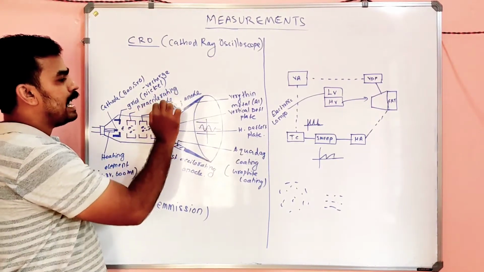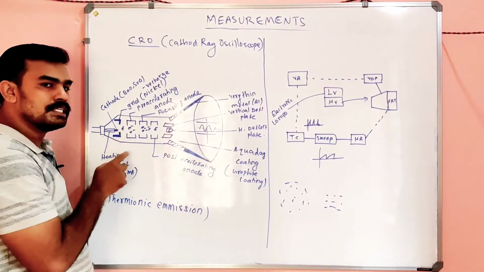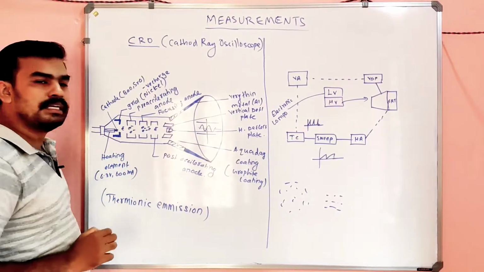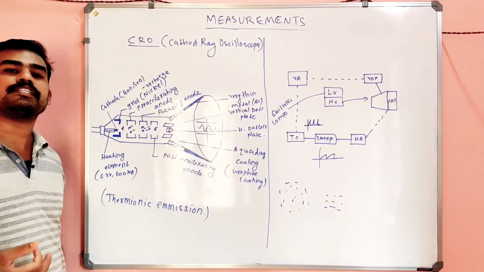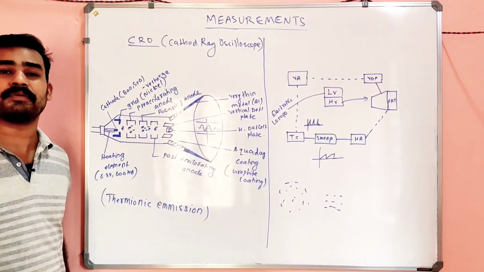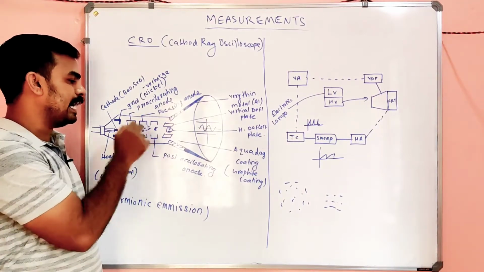We are using the pre-accelerating anode. So this is the pre-acceleration anode. What it will do is speed up the electron. It will speed up the electron, and then it comes to the focusing anode.